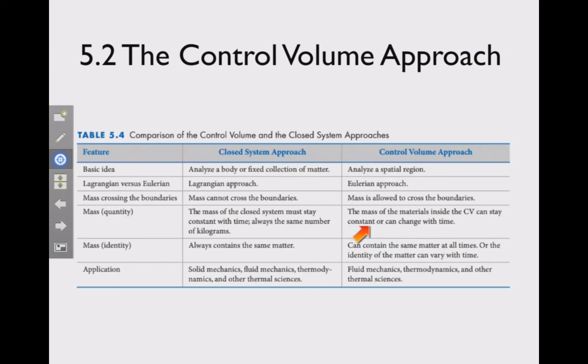But in general, this isn't always the case. The mass inside the control volume can be constant, or it can change in time. We're not going to specify that ahead of time, and the Reynolds transport theorem will allow for either type of system in the control volume. The mass identity is always going to be the same matter in the Lagrangian approach, and in a control volume, the mass is going to be changing at all times. We're going to have matter coming in and out of our control volume and through the surface.